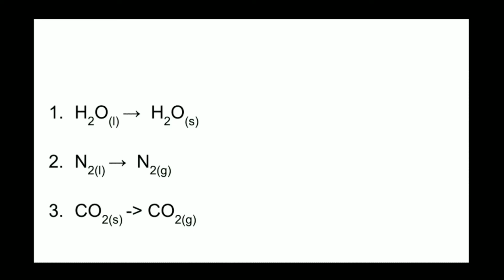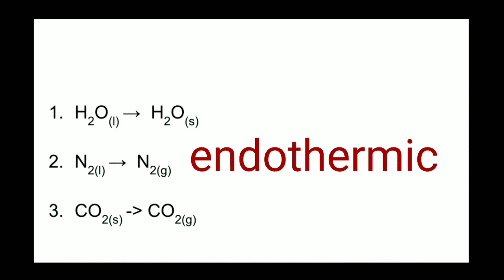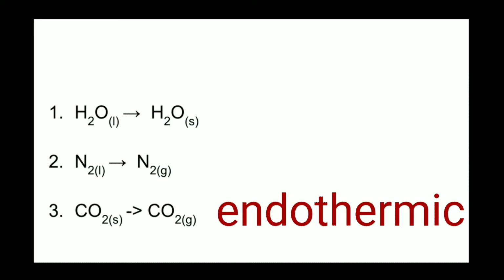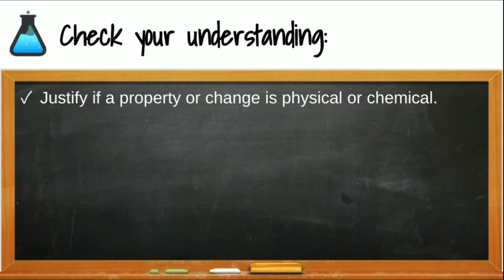In the next reaction, you can see that we begin with liquid nitrogen and turn it to gaseous nitrogen. To change a liquid to a gas, you must add heat. This change is endothermic. The final phase change is that of dry ice. Solid carbon dioxide is called dry ice. When it sublimes, it turns to a gas. You must add heat to change a solid to a gas, so this sublimation process is endothermic. So thanks to Sydney, by now you should be able to justify if a property represents a chemical or physical change.